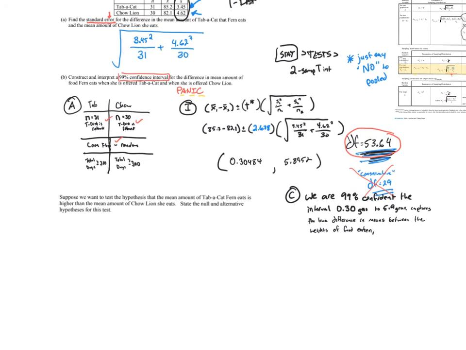So then if the question came up, do we think that the cat eats the same amount? I'm going to say no, because 0 is not included in my interval. So I actually think that he eats more of one than the other. And actually we'd go and see, it looks like Tabbycat. It looks like this cat likes Tabbycat. Okay?